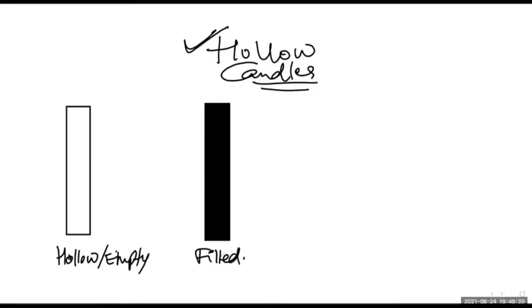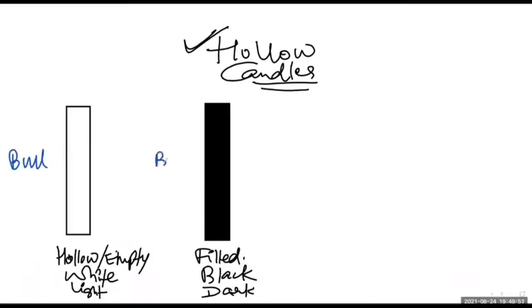So, hollow candlesticks versus filled up candlesticks. The hollow candlestick we also call a white candlestick. The filled one we call a black candlestick. We also call this one a light candlestick, and this one a dark candlestick. Light, dark, hollow, filled, white, black. These are common names, but remember one thing: this is always bullish and this is always bearish. This is always bullish, this is always bearish. I have given you possibly all sorts of names which we use.